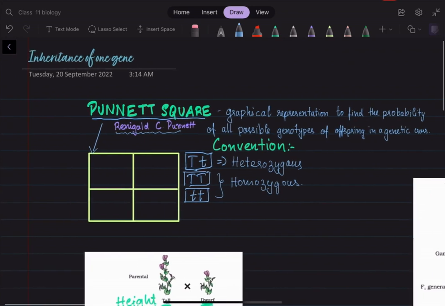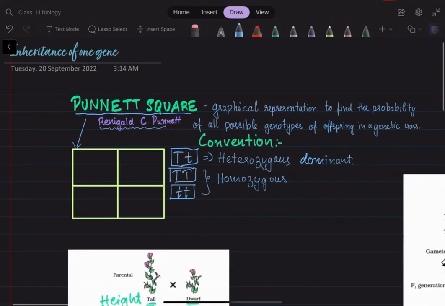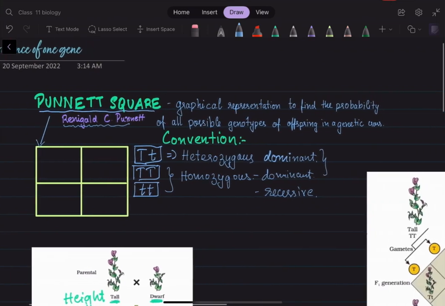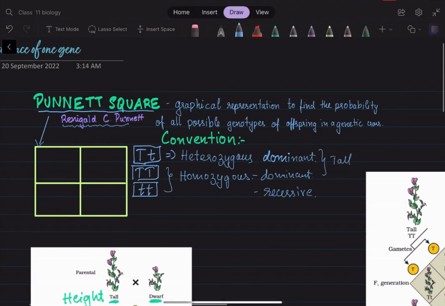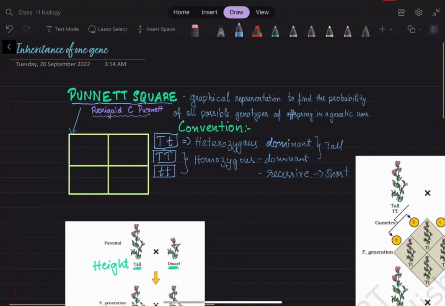Now, this is called heterozygous dominant because we know that in a pair of different alleles, there is always one which dominates the other. Here, the first one is called homozygous dominant, whereas the second one is called homozygous recessive. In both the first cases, you will find the plant tall, whereas in the last case, you will see a short plant. So basically, this is the convention that is involved.